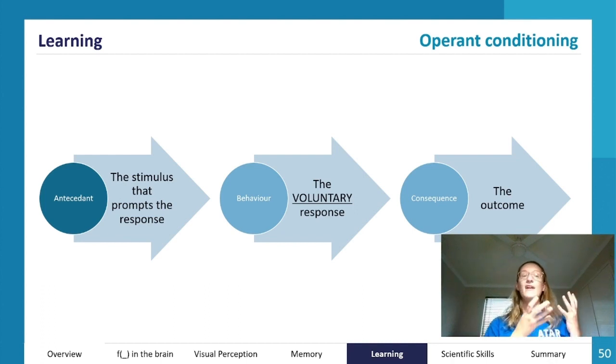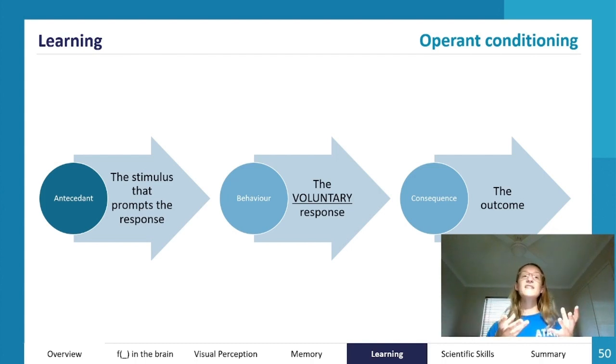So again, we have our antecedent, our environment, a stimulus that prompts the response, which in our example is our behavior, our voluntary choice to hit. The consequence, which is the outcome, is that the parents might put the child in timeout. That could be the consequence. The idea is that the consequence isn't desired. The child doesn't want to go to timeout. So the goal is to shape future behavior.